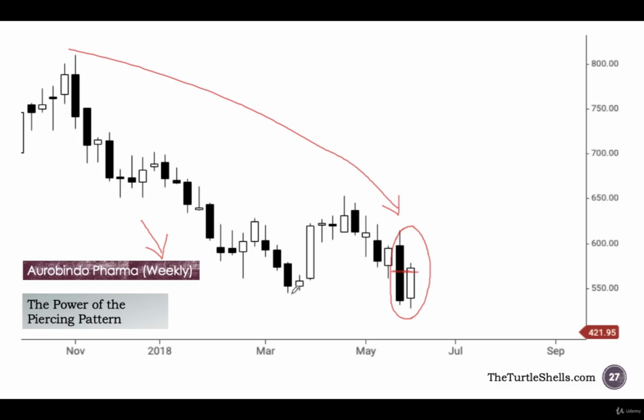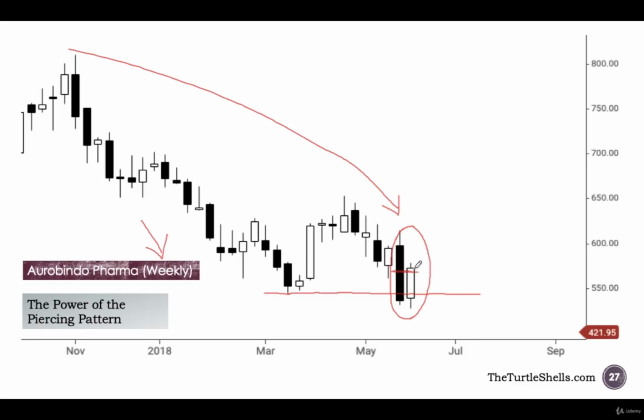Another positive sign is, you look at the support area established here. This black candle was the first candle that was able to break this support and close below that. So on this black candle, the bears proved that they were in complete control of the market. But look what happens on the next candle.